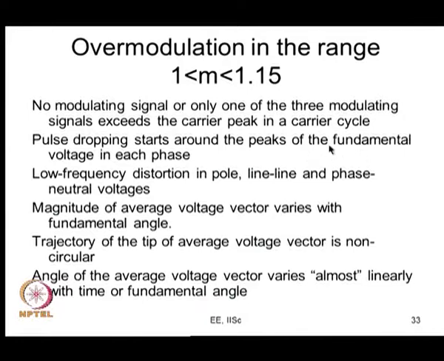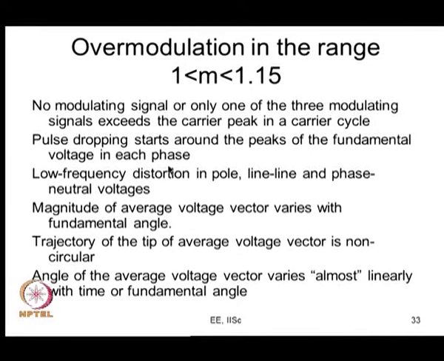It starts around the peaks of the fundamental voltage, that is where the sinusoidal signal goes beyond the carrier. So, the pulse dropping of each phase would start around that, and you will see that pulse dropping now, but the overall pulse dropping duration will be less than 60 degrees in length. The worst case could be from 60 degrees to 120 degrees for R phase, that will happen when you are looking at m equal to 2 by root 3.